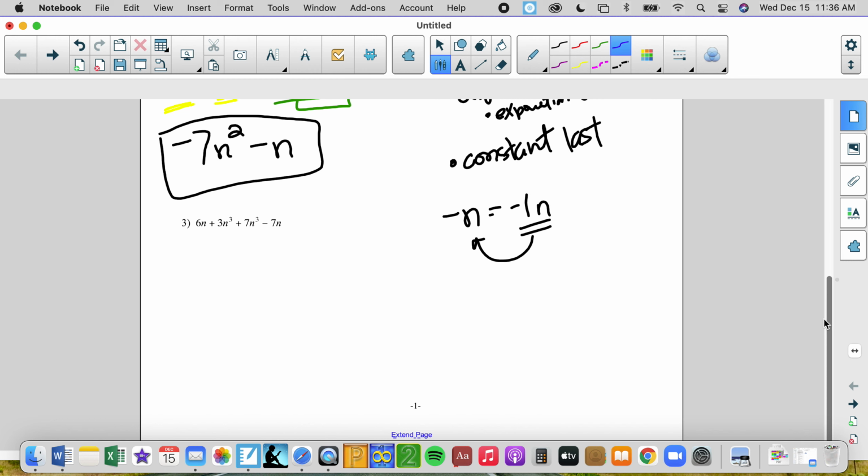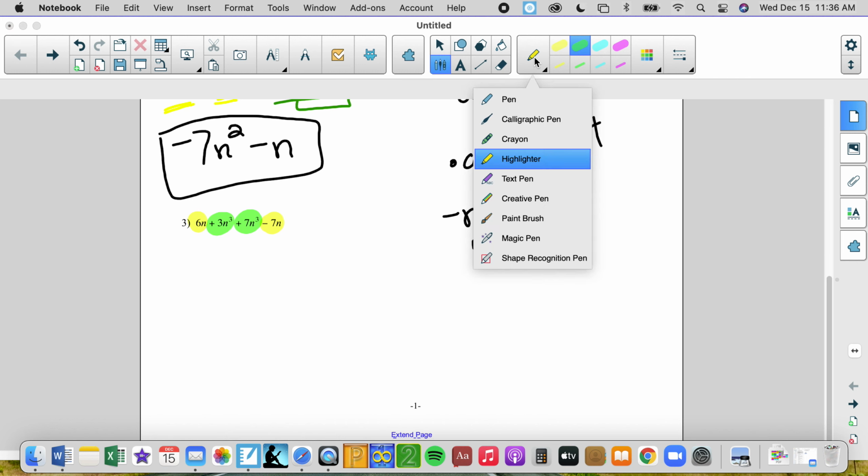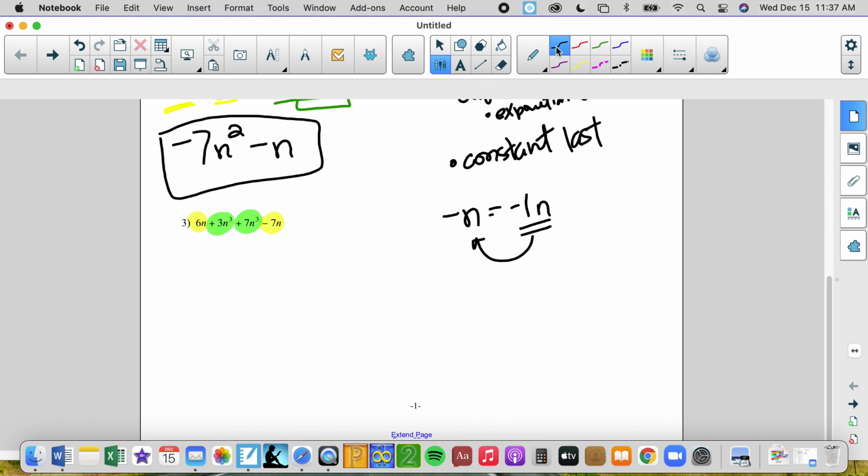Number 3, let's look for like terms. So I look at the first one, we have an n. Okay, there's a like term, negative 7n. Let's look at this. This is n to the third, and that's n to the third. I'm going to write the one with the bigger exponent, alphabetical order. They all have n's. So I'm going to write the 3n to the third plus 7n to the third, which is its like term. Then I'm going to write 6n minus 7n.